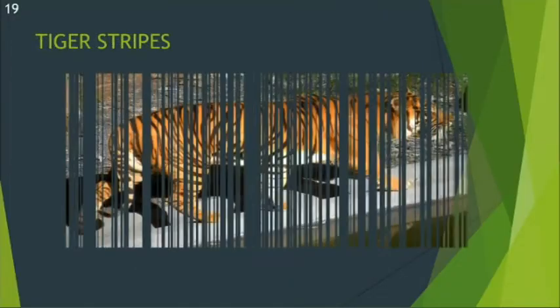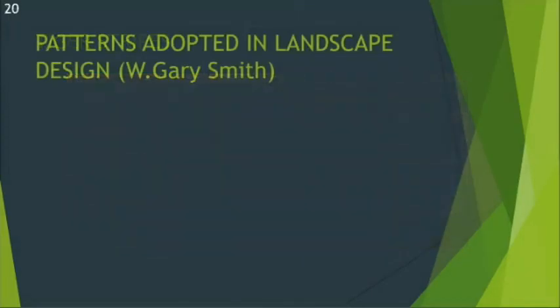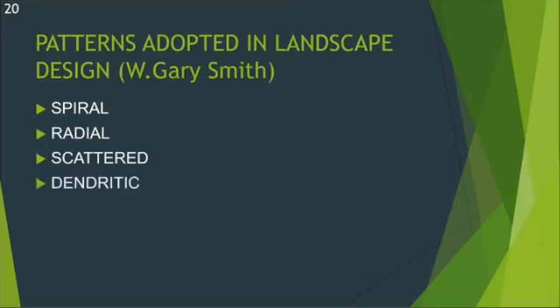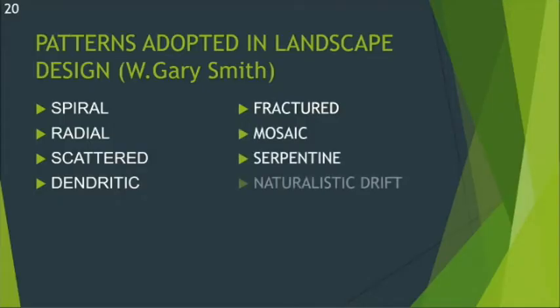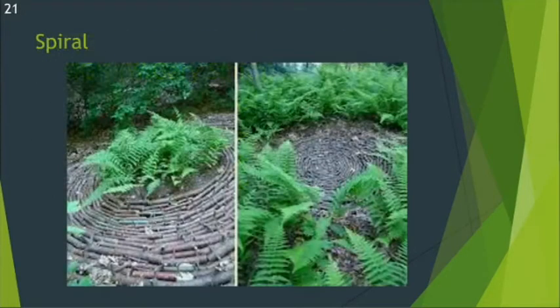Tiger stripes, so example ng stripes. And there are patterns na inadapt para sa landscape ni W. Gary Smith. The first example niyan is spiral, radial, scattered, dendritic, fractured, mosaic, serpentine, and naturalistic drift. Okay, so the example of spiral.